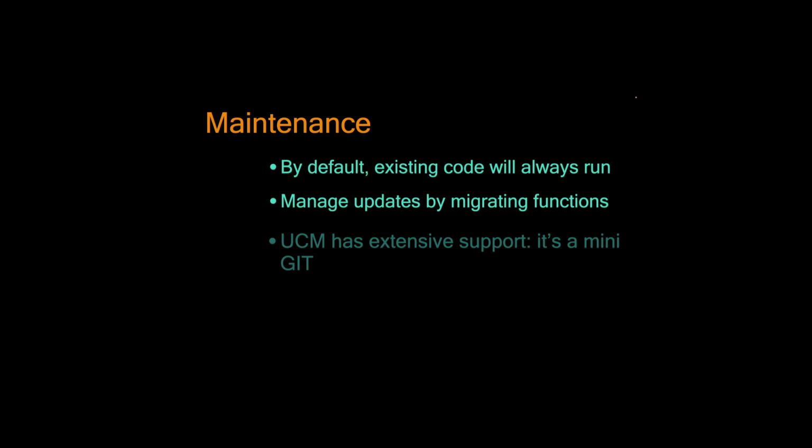If you need to, you can manage updates. So if someone's updated a library that you use and you want to use that update, you can tell Unison to start merging those updates into your local version of that library. UCM has got an amazing amount of support for this version management. It's like a mini version of Git, but for code.